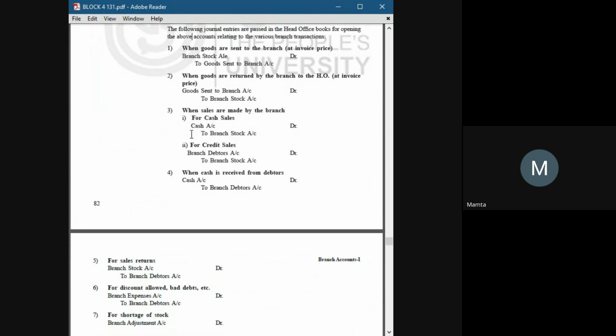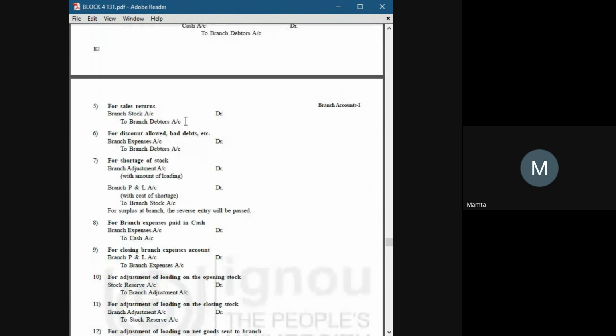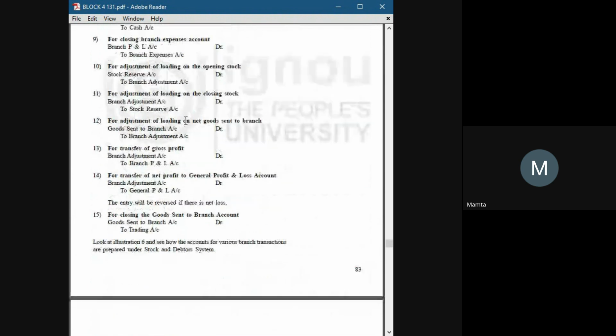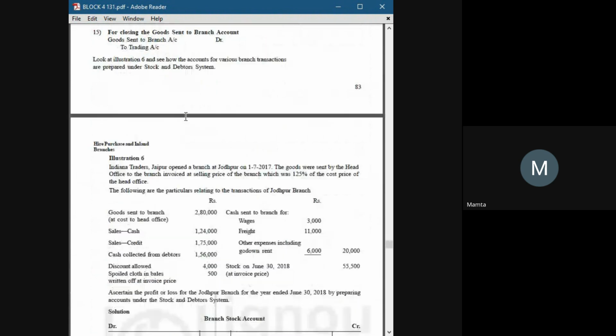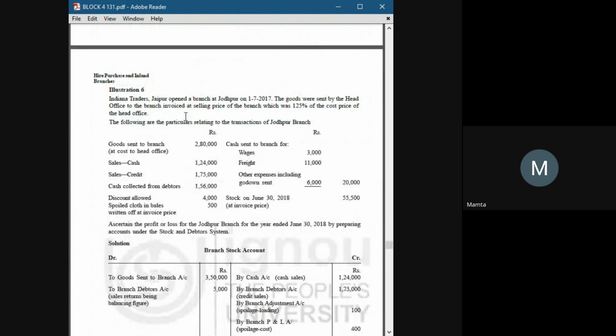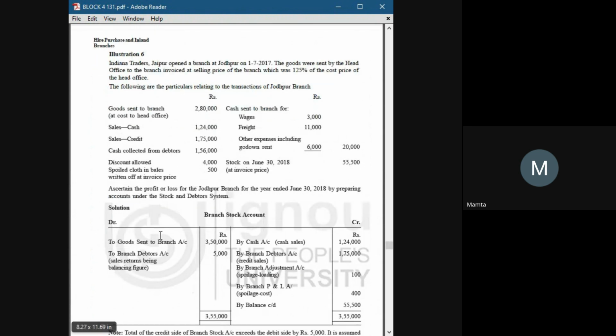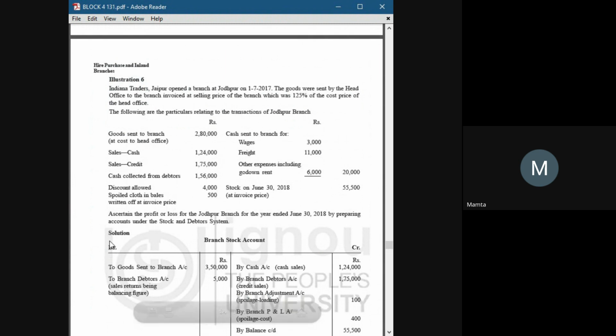So just leave these entries. We will go straight to the question, and there we will get the entries. I hope now you know how to create journal entries out of these ledgers. So just read this illustration.